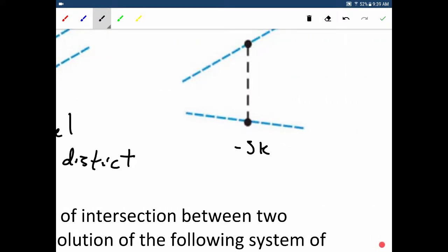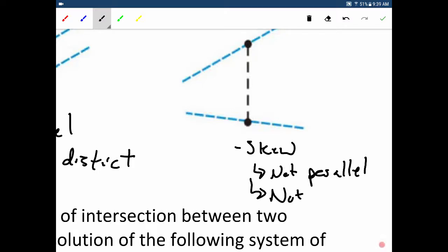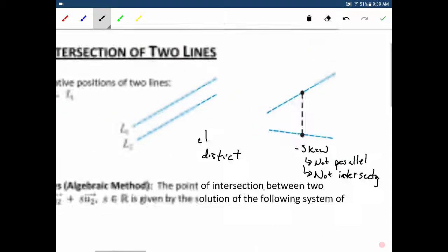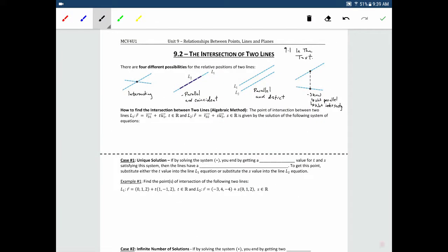Okay? And finally, we can have what is called skew. The two lines are skew from each other. And this means that they're not parallel, and they are not intersecting. Okay, and so that's all the possibilities. I ran out of room there. That's fine. So that's all the possibilities for two lines in three dimensions.